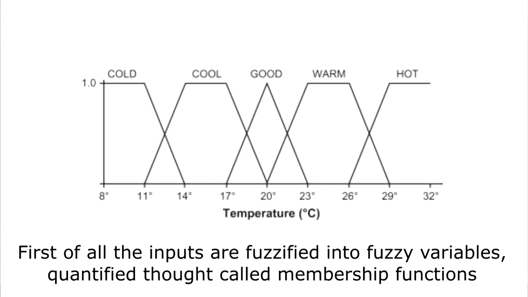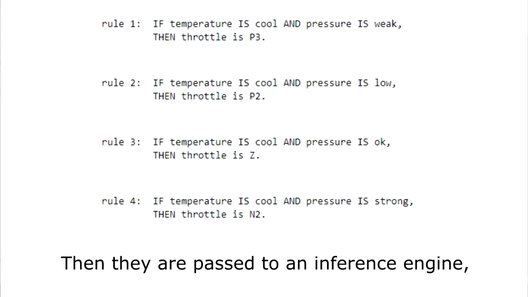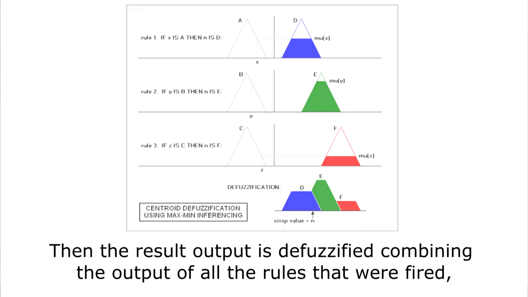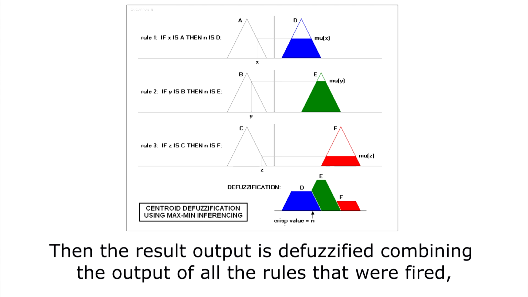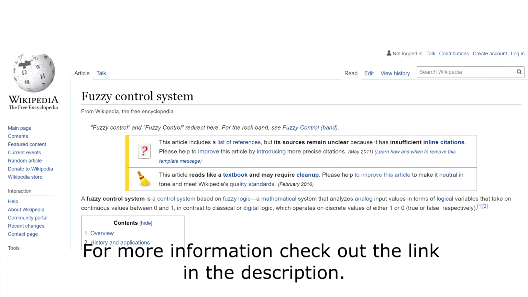First of all, the inputs are fuzzified into fuzzy variables, quantified through membership functions that use a value between 0 and 1 to represent the degree of membership of the inputs to the fuzzy variable. Then they are passed to an inference engine that uses a rule base to calculate the output based on the fuzzy variables obtained from the actual input. Then the resulting output is defuzzified, combining the output of all the rules that were fired. There are several methods for this, like the centroid, MOM, etc. For more information, check out the link in the description.